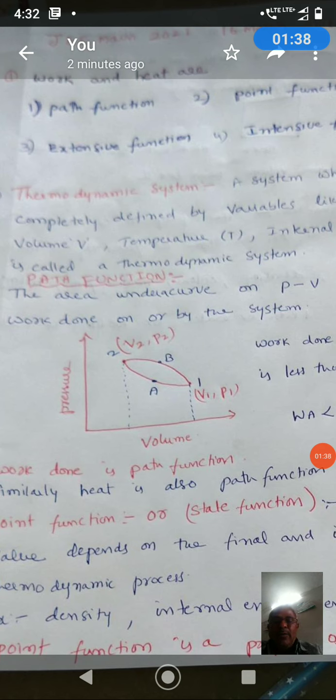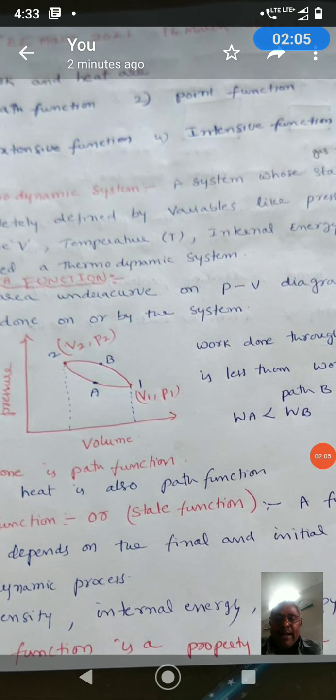In this PV graph, we have shown two states. State 1 is with coordinates V1, P1, and state 2 is with V2, P2. To go from the first state to the second state, we have shown two paths. Number one is path A and number two is path B. You observe that the area under path A is less, and the area under path B is more. So work done A is less than work done B.